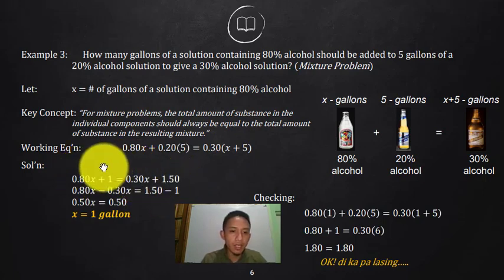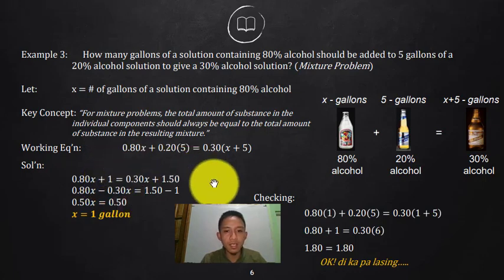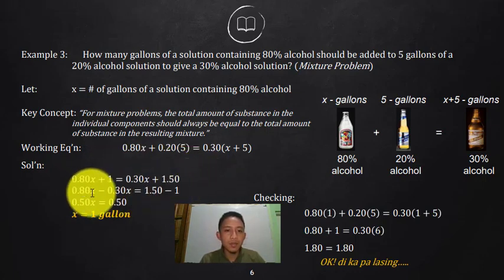Transfer 0.3x to the other side, it will become minus. Transfer 1 to the other side, it will become minus. So 0.8 minus 0.3 is 0.5, and 1.5 minus 1 is 0.5 also. Divide both sides, and x will just be 1.